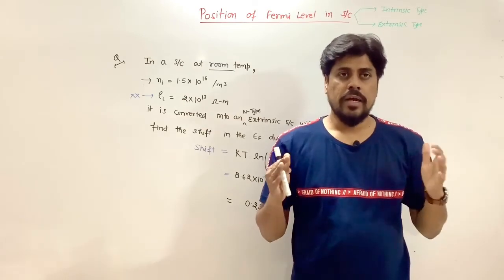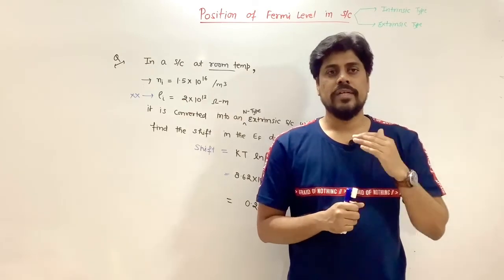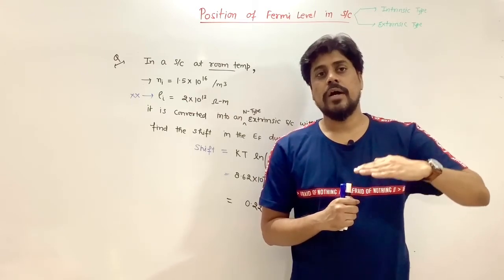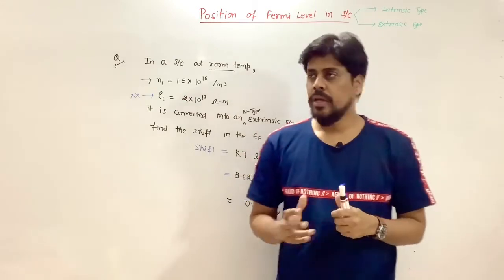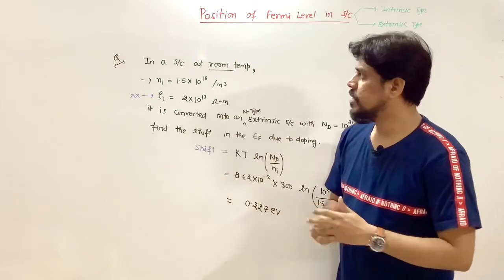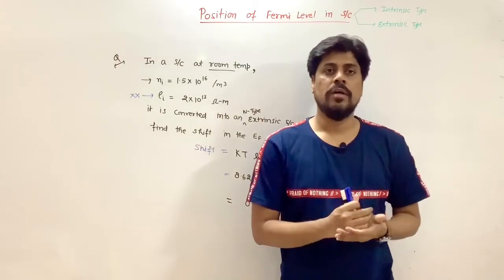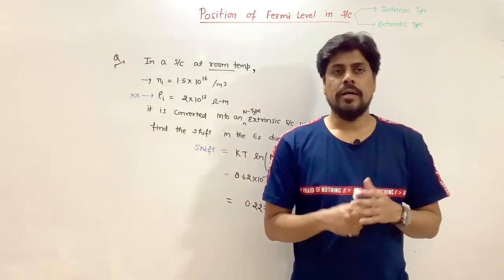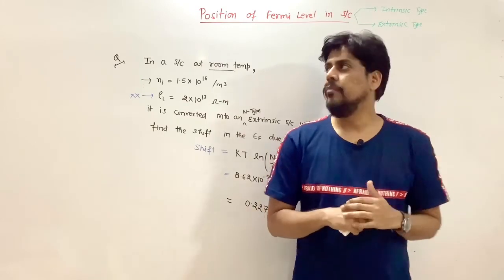So when we dope more and more, then we see that Fermi level shifts upward. So this is all the conclusion. In the next lecture, we will discuss the p-type semiconductor, position of Fermi level in p-type, and the questions related to p-type semiconductor.